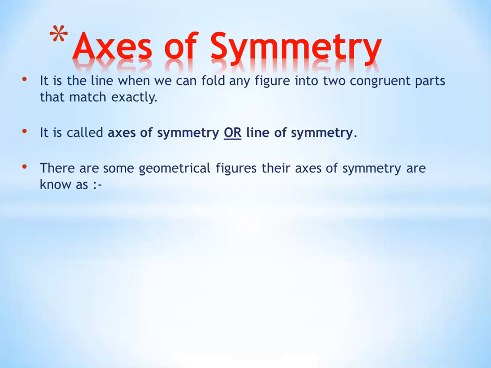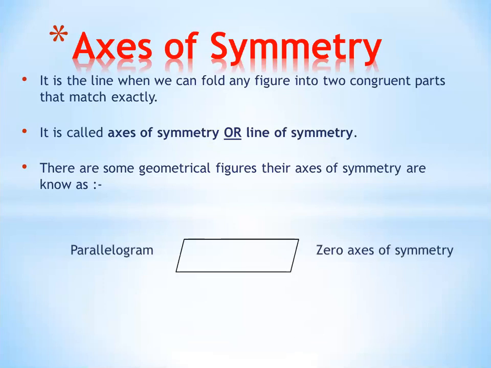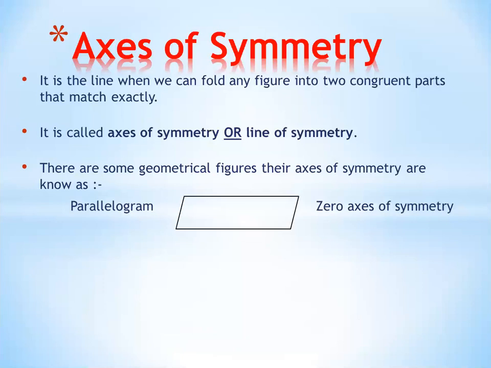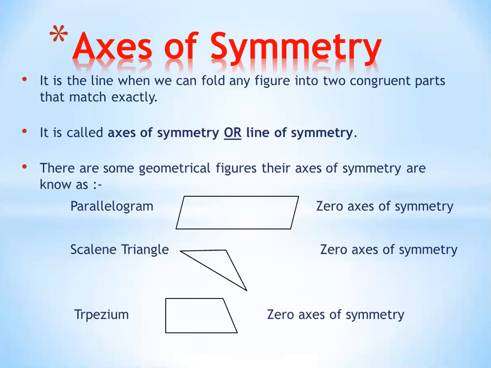There are some geometrical figures whose axes of symmetry we can know, like the parallelogram. It has 0 axes of symmetry because we cannot cut the parallelogram into 2 congruent parts. We cannot fold them on each other. Scalene triangle. Also, it has 0 axes of symmetry. Trapezium. It's also 0 axes of symmetry.